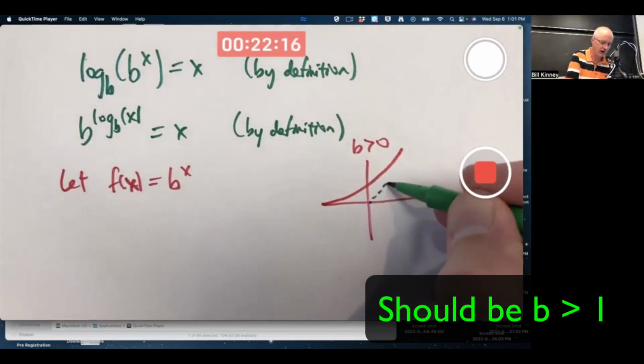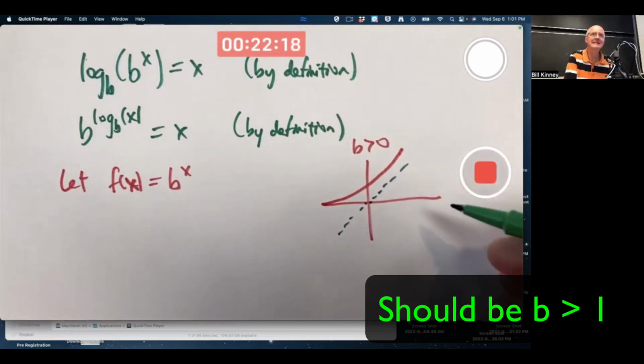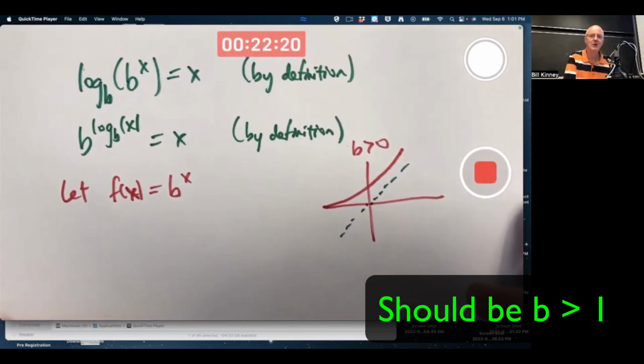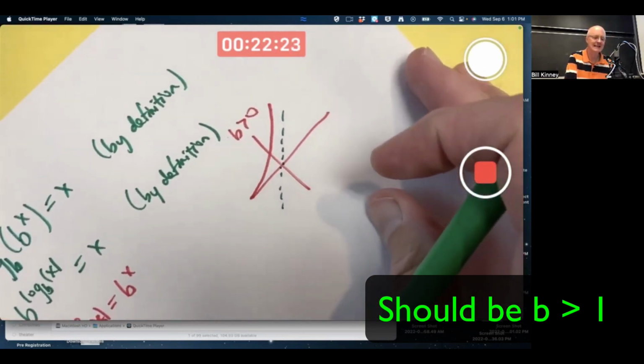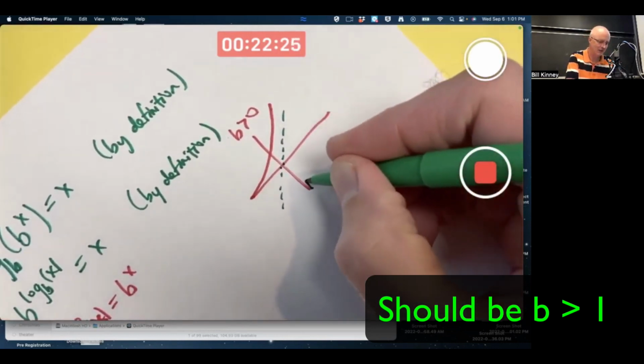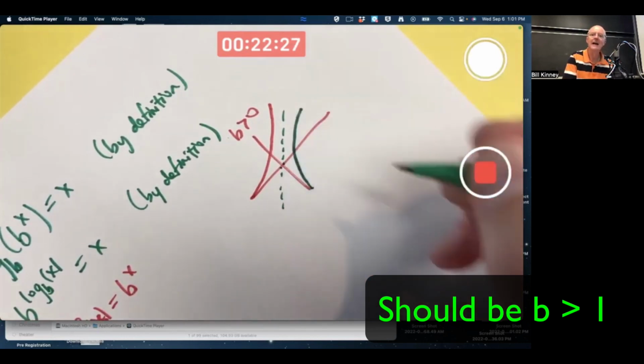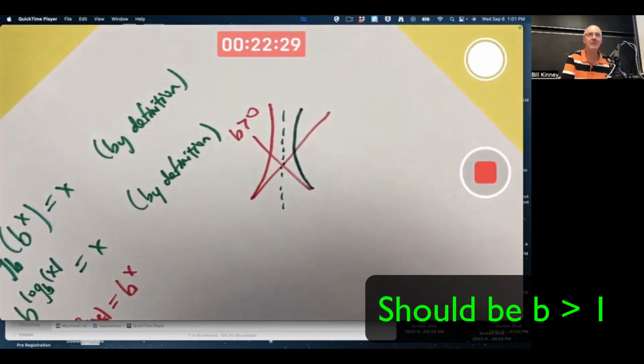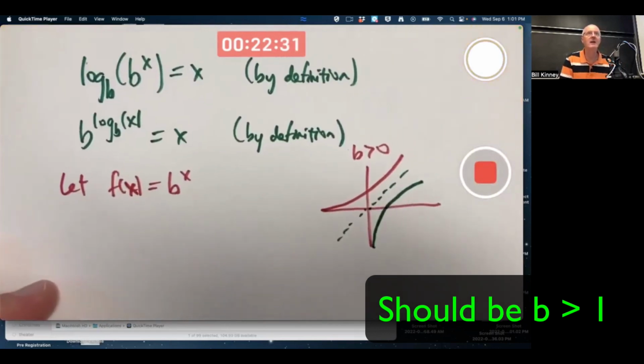Therefore, if I reflect it across the line y equals x, if you need to, turn your paper this way to help you do it accurately, I'll get a graph like that. That'll pass the vertical line test. No vertical line will go through it more than once, and so it'll be the graph of a function.